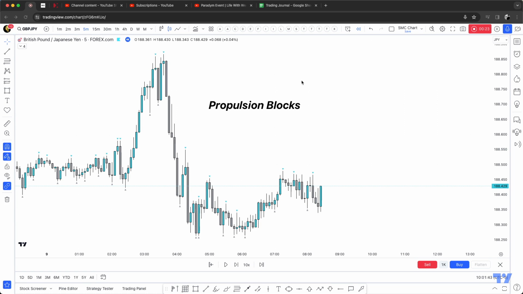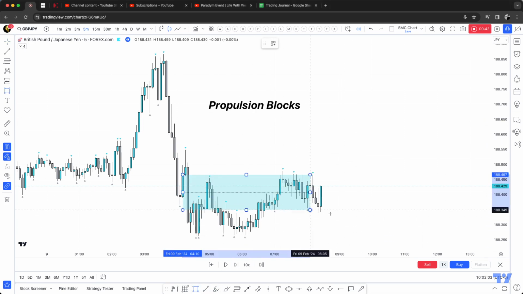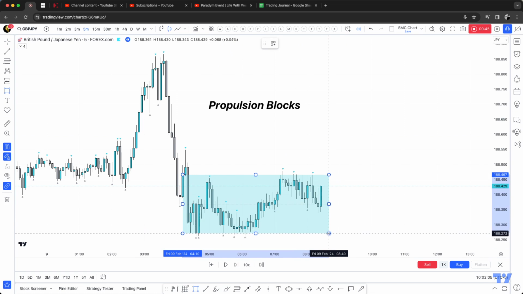Okay. Now, right here, what is a propulsion block? A propulsion block is basically an order block of another order block. So let me explain what I mean. So what are we having right here? We're having some sort of accumulation in this area.